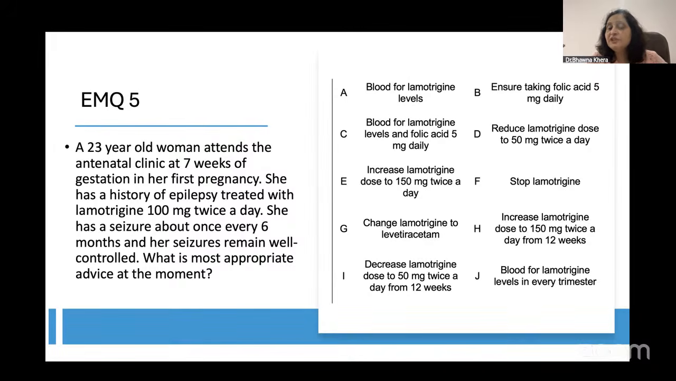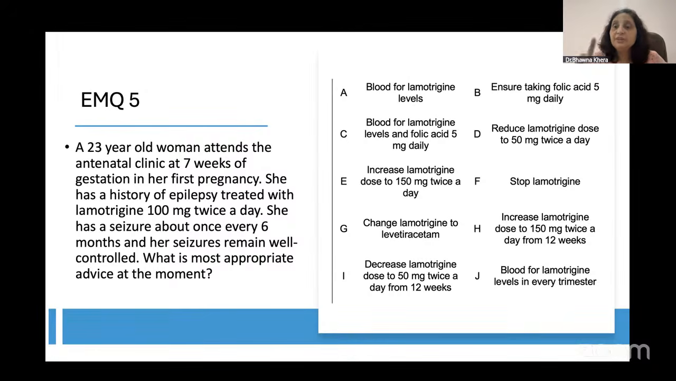Blood for lamotrigine levels in every trimester. Some of you have chosen J, but again, that is the same thing. Blood level monitoring is not done, right? So here B is the correct answer. Ensure taking folic acid 5 milligram daily. That is the correct answer here.